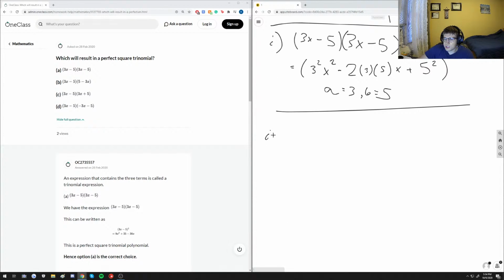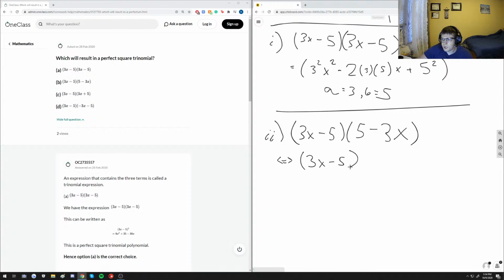Then going on to the second answer choice, we have 3x minus 5 times 5 minus 3x. Let's expand this out again. Actually, we can write this in a different way: we can factor a minus sign out of this term, like a little hack. So I'm going to put this minus sign on the outside and get minus 3x minus 5 times 3x minus 5, and that essentially turns this into a perfect square trinomial as we found in this example.